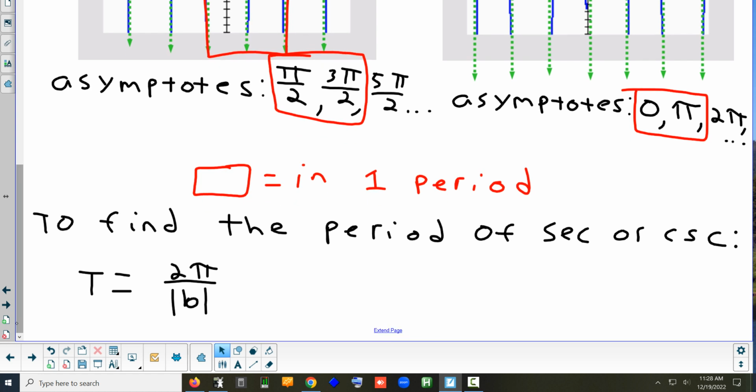Now, to find the period of secant and cosecant, I think I already said it. It's the same formula as sine and cosine. It's 2 pi over b. Now, we're not really dealing with b being negative, but if b was negative, we would take the absolute value because period is a distance. We would not want negative distance. So I don't think you're going to have to worry about negative b's anyway.